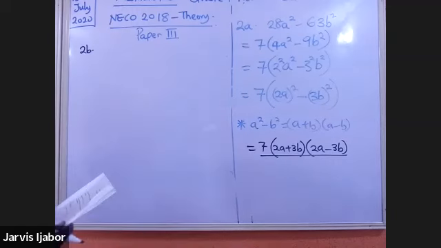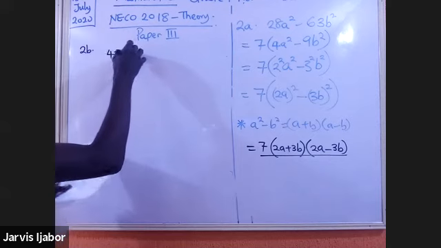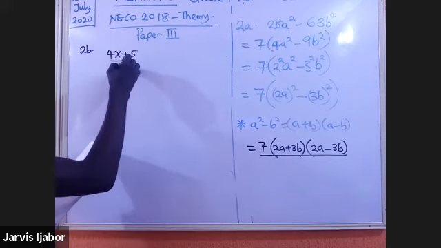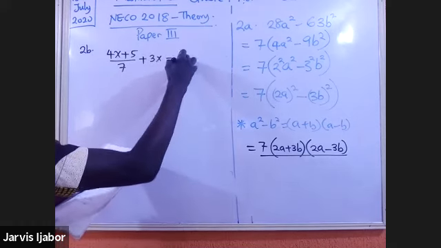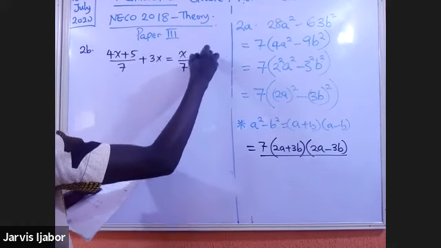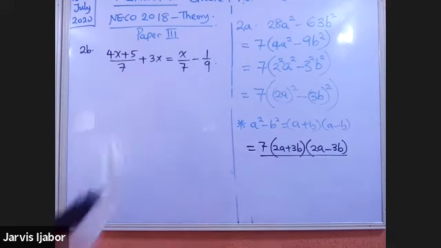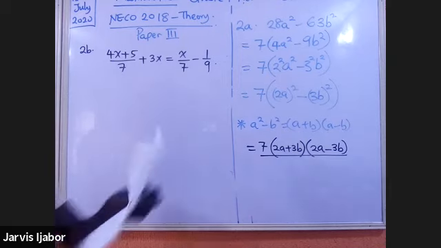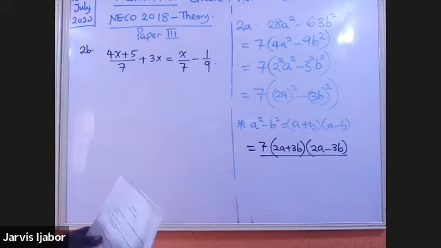In question 2b, the question says solve the equation. We have (4x plus 5) over 7 plus 3x equal to x over 7 minus 1 over 9. You are told to solve this. Now, there are different approaches you can take to this, but I think the easiest approach is to multiply through by the LCM. Anytime you're given an equation to solve, the best thing is to multiply through by the LCM.